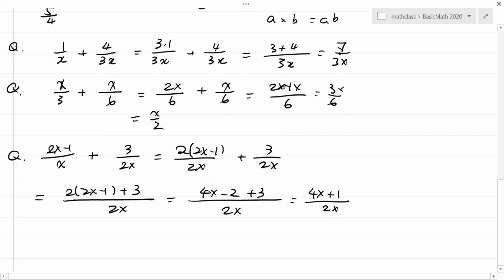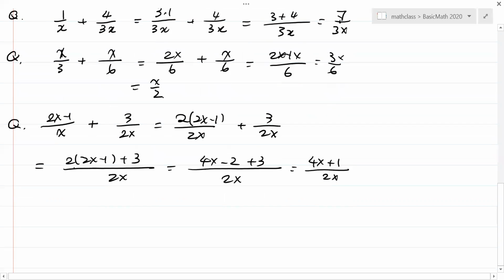Did you get it? Oh, you have a question? When you type on the screen, just like Casey did, just put a parenthesis there: parenthesis 4x plus 1 parenthesis, and over 2x. That's the standard typing. Okay, Michael, you should combine them, negative 2 plus 3, into 1.